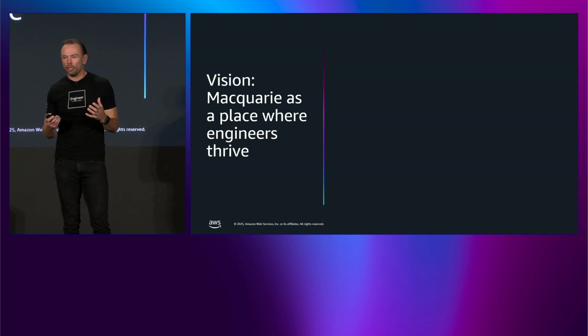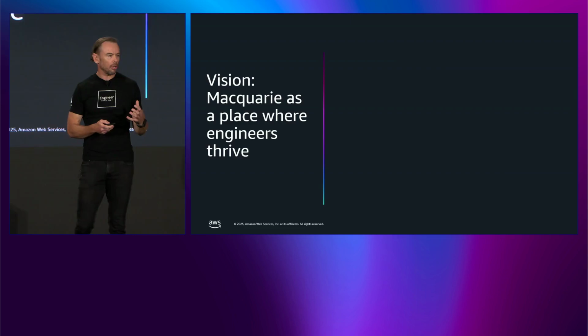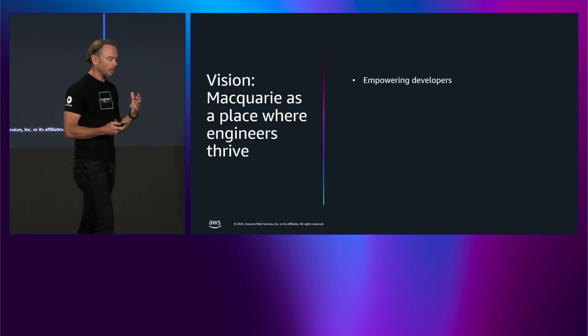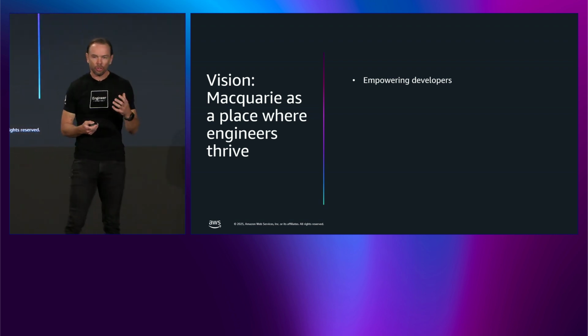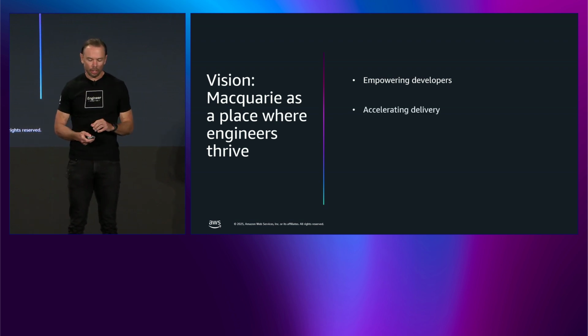So our vision at Macquarie is to create a place where engineers thrive. And what do we mean by that? We want to empower our developers. We want to give them the best tools, the sharpest tools, the best laptops, the best frameworks, the latest languages in order for them to deliver outcomes for our customers and our clients.